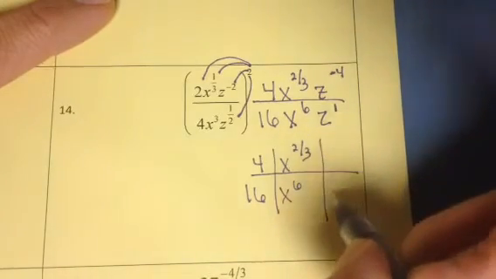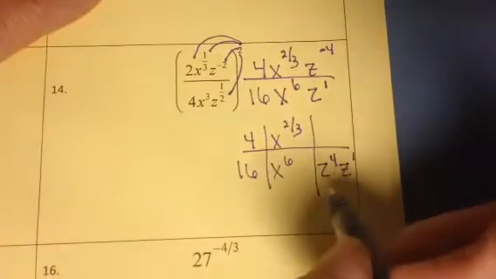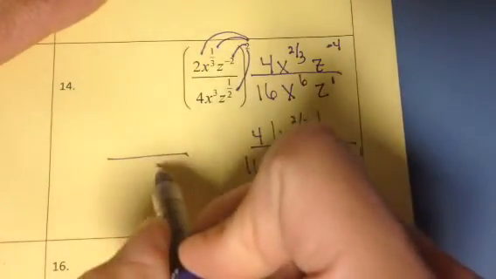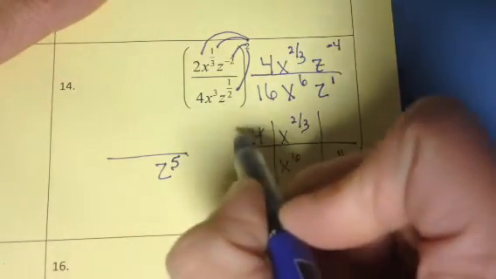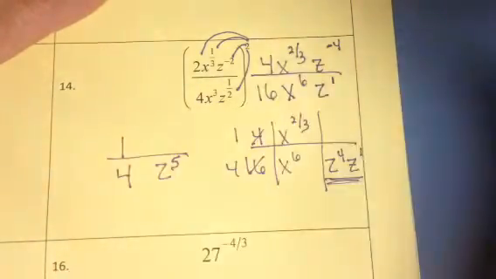And my z to the -4th will join the z in the bottom. So what's the easiest house to clean up? Probably the z's. Here's my answer. There will be 5 of those. 4/16, you can divide both of those by 4 and get 1/4. So that's probably the next easiest house to deal with.